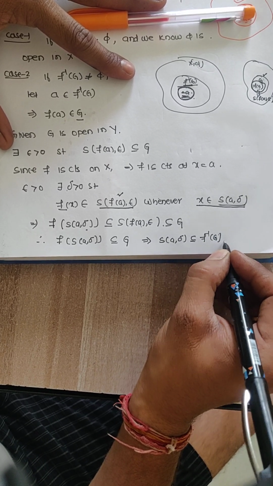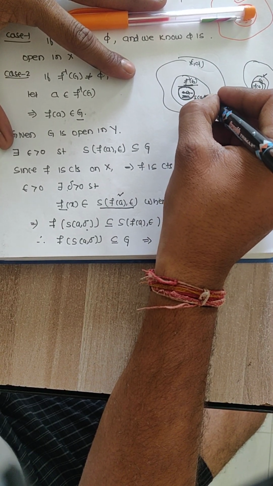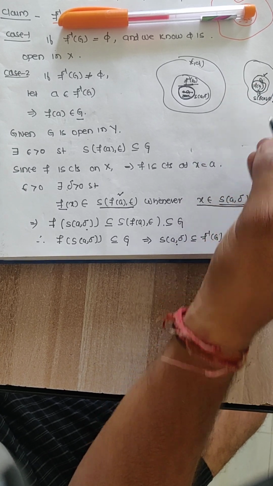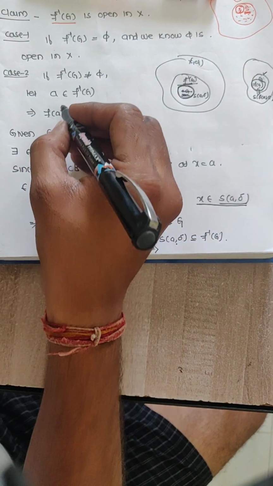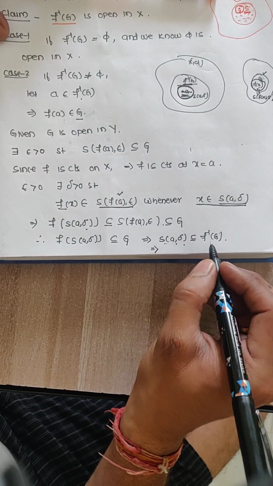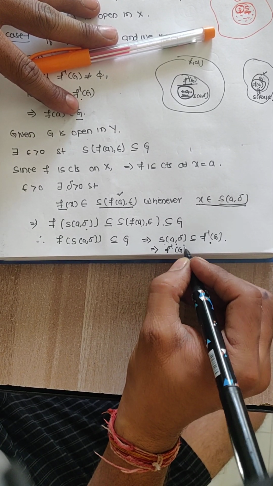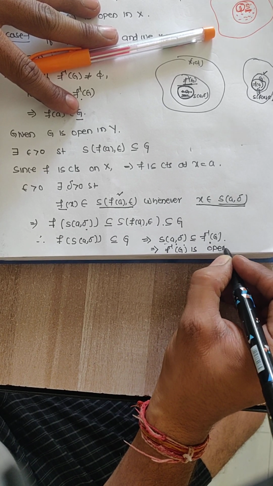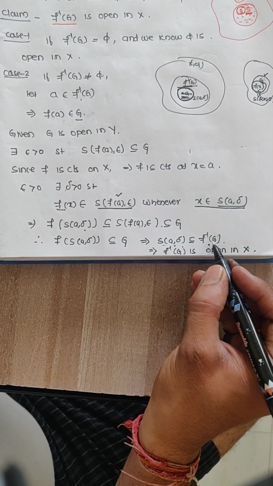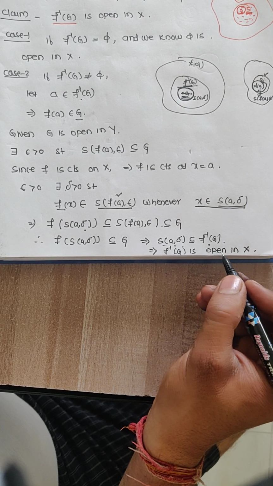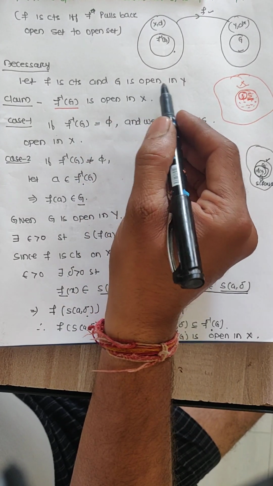So this means there is a neighborhood S of A delta inside f inverse G. We had seen the open set definition: I have taken a point A belonging to f inverse G and found a neighborhood inside f inverse G. So directly, f inverse G is open in X, or A is an interior point of f inverse G, which implies f inverse G is open in X.